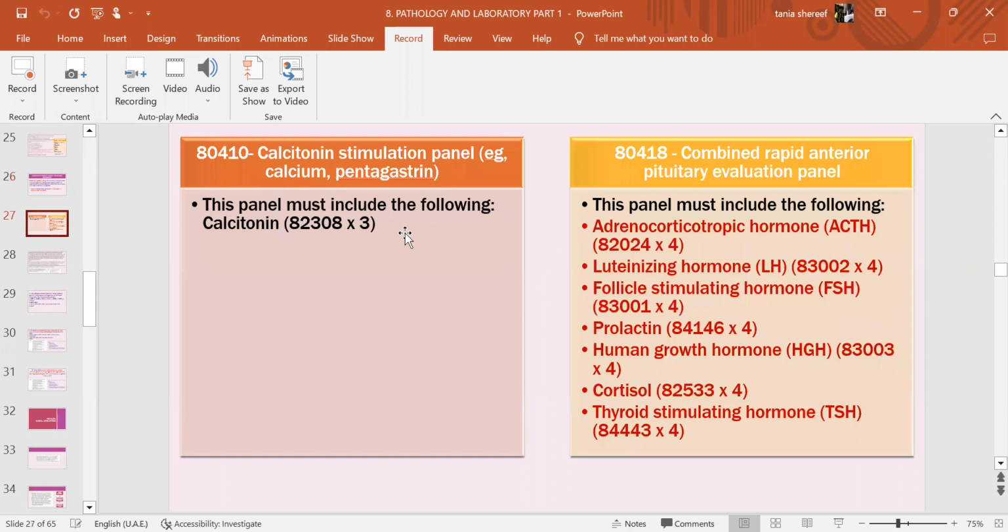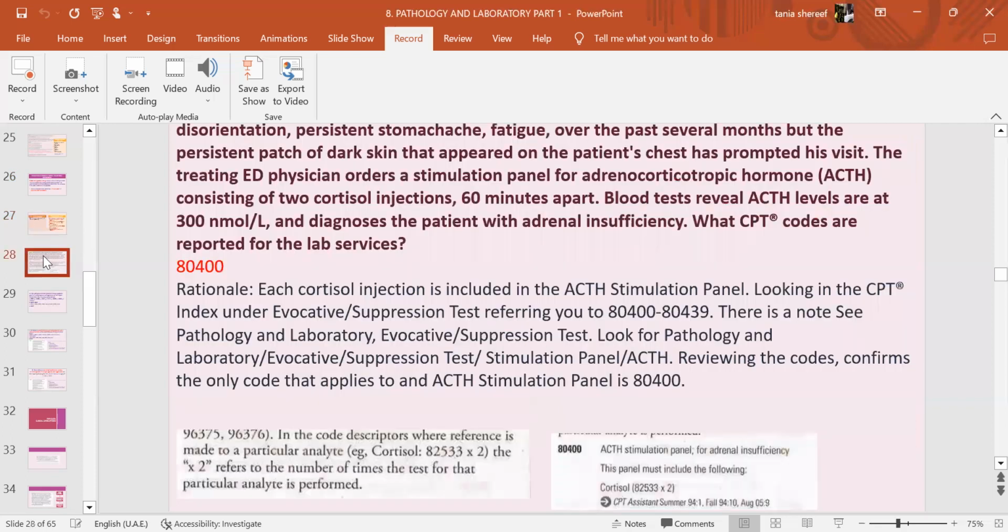So these are the stimulation panels or evaluation panels, like the calcitonin stimulation panel. So instead of writing 82,308 times 3, we write this as 80,410 if it is a calcitonin stimulation panel. And this combined rapid anterior pituitary evaluation panel includes all these codes. So we can see an example.